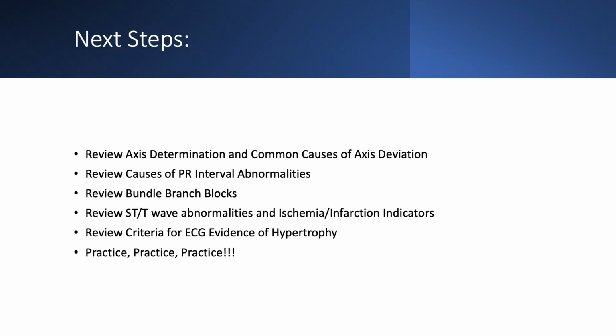So that's it. This is the end of the workshop from the pre-work standpoint. And so your next steps are to review axis determination and common causes of axis deviation, review the causes of PR interval abnormalities, review how to identify bundle branch blocks on an EKG, review ST and T wave abnormalities and the indicators that are highlighting ischemia and infarction, review the criteria for evidence of hypertrophy, and then lastly, practice, practice, practice.